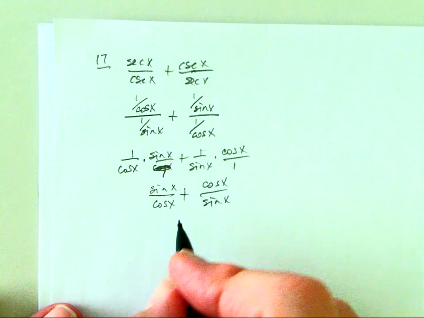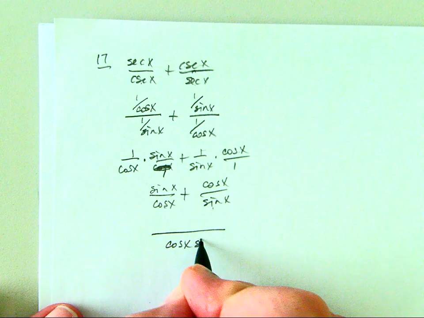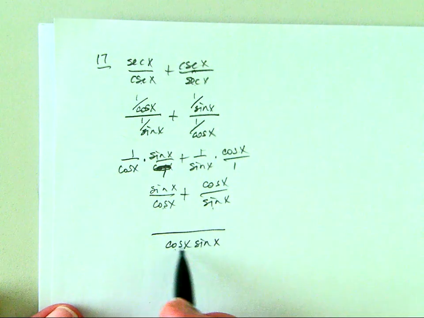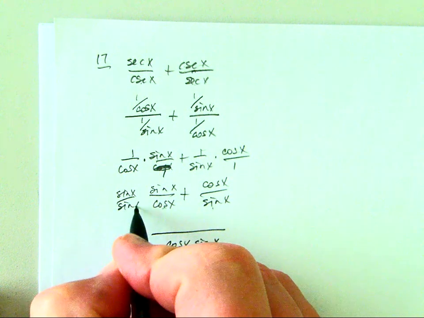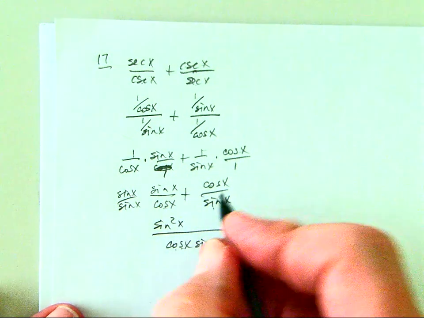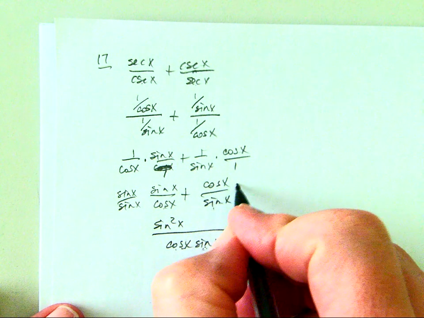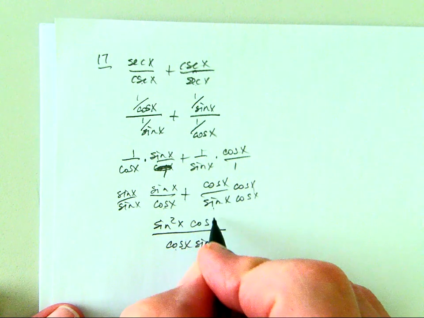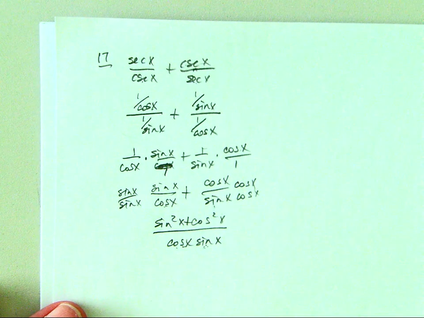Now if we want to add, we need a common denominator. Well, if we multiply our two denominators, we get cosine x sine x. Now this first fraction has a denominator of cosine x. We want it to have both of these, so we need to multiply it top and bottom by sine x. On the top, that'll be sine squared x. This one already has a sine x for the denominator. We want it to be cosine x sine x, so we're going to multiply it top and bottom by cosine x. So we end up with sine squared x plus cosine squared x over a common denominator.